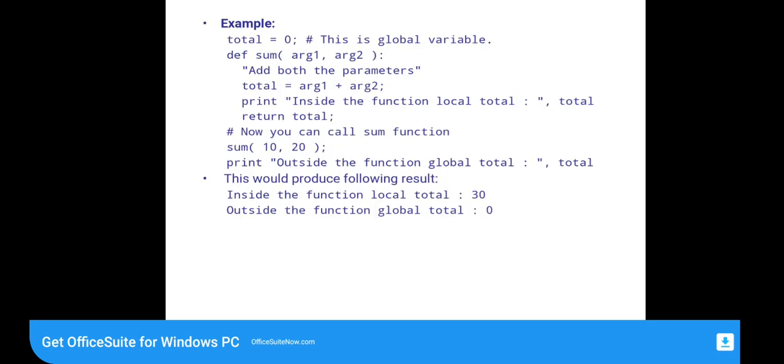Example: total, outside the def function, is a global variable. Then inside the function, argument 1 and argument 2 are local variables.